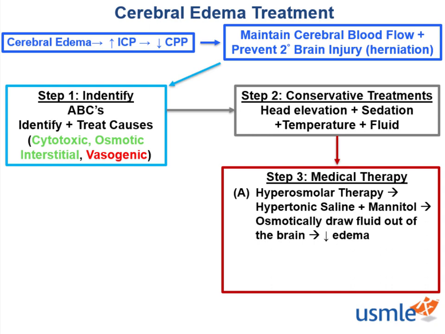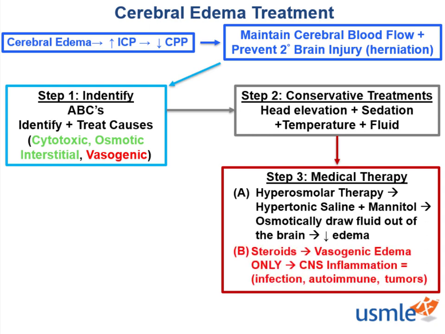It is also high yield to know that steroids are used to reduce cerebral edema in the setting of vasogenic edema that has an inflammatory component, such as from infection, autoimmune disease, and tumors such as cancers like glioblastoma multiforme. All of these cause some degree of inflammation in the central nervous system that lead to vasogenic edema, cerebral edema, that can be reduced by steroids.